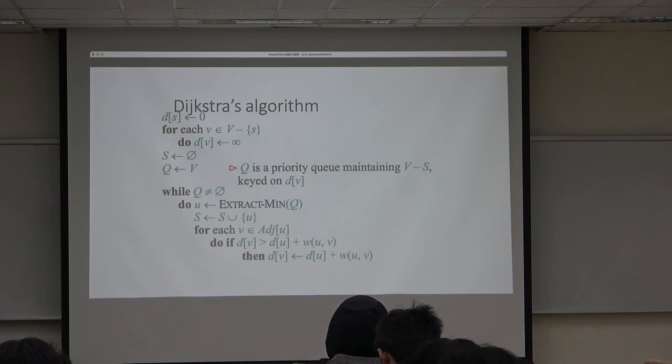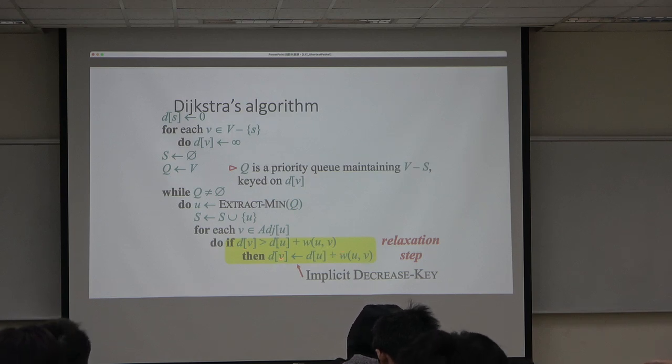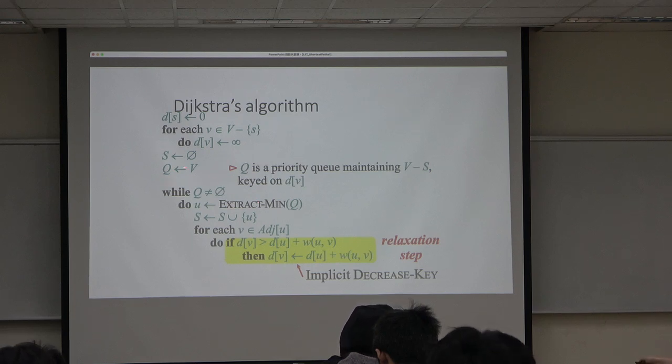Okay, we call this one the relaxation step. Because you are updating the key, obviously, if that happens, you also need to update the location of the node in the queue, right? So implicitly, you are calling a decrease key here.